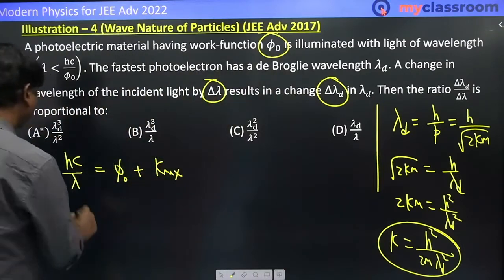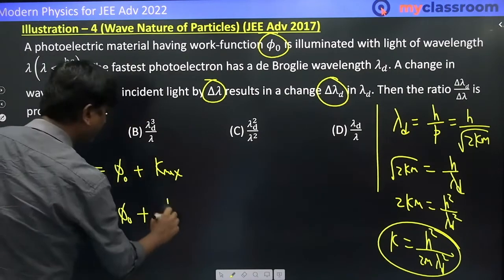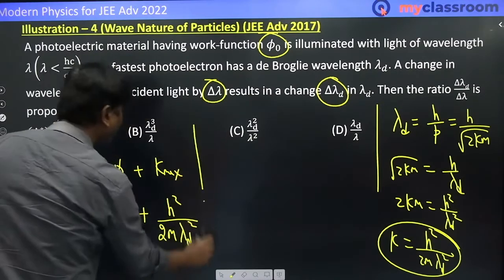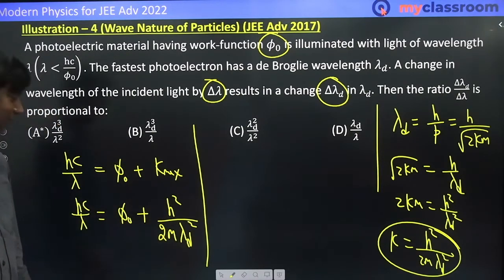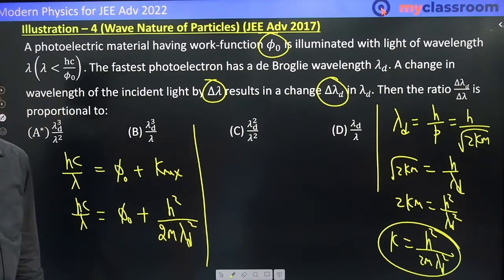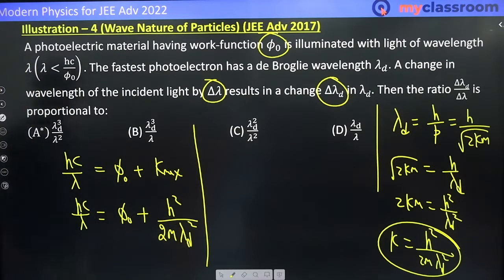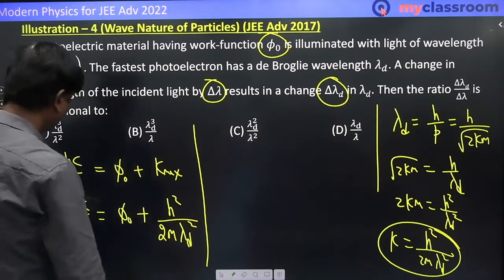Same thing will substitute here. So hc by lambda is equal to work function plus Kmax, which is nothing but h square by 2m lambda d square. Okay. Now clearly it is looking like lambda d is depending on lambda. Because when there is a change in lambda, de Broglie wavelength also will change. Because this is incident, accordingly you will get Kmax, accordingly you will get the de Broglie wavelength of that particular electrons. Right. So hc by lambda.